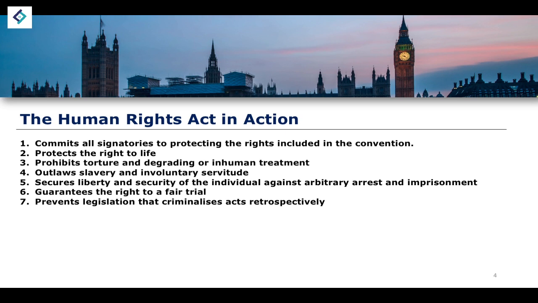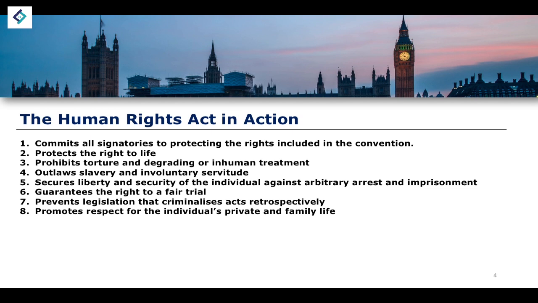We have the prevention of legislation which criminalizes acts retrospectively. The idea behind retrospective criminalization is this view that we probably shouldn't pass legislation that criminalizes something that was previously not criminalized, and then go back and charge and arrest every single person who once did that act. So if, for example, it became a crime tomorrow to drink coffee, then we shouldn't go back and arrest everybody who used to drink coffee back in the day. That's what the prevention of retrospective criminalization stops us from doing.